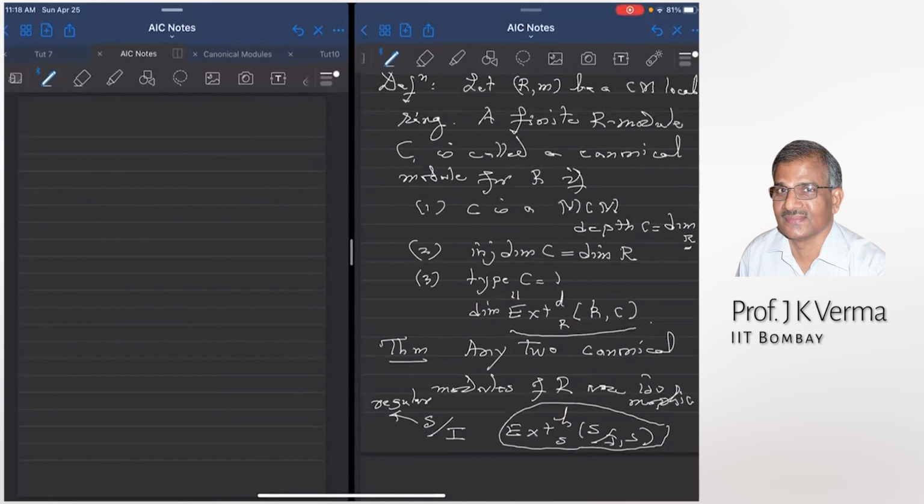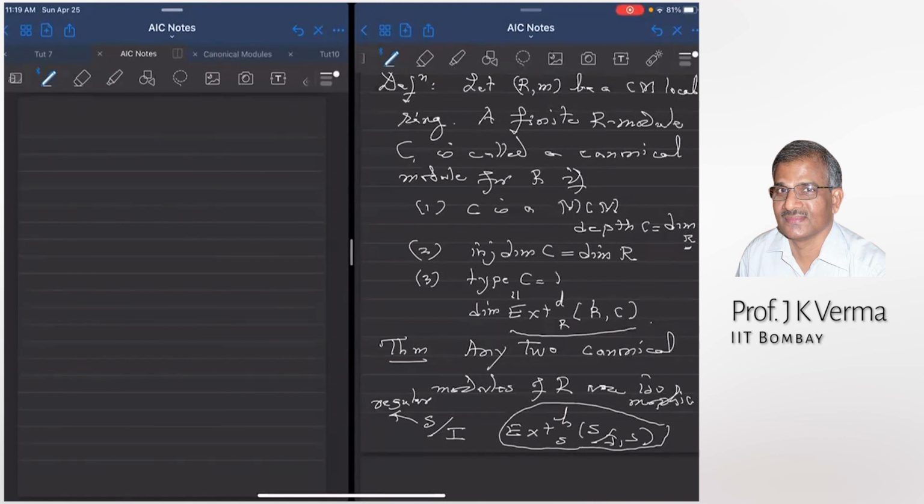Our approach to the study of canonical modules will be by induction, because these are maximal Cohen-Macaulay modules. So when I take any maximal regular sequence in the maximal ideal of the ring, it is going to be a regular sequence on C also, the canonical module, because this is a maximal Cohen-Macaulay module. So we will see how canonical modules behave when we go mod a non-zero divisor.